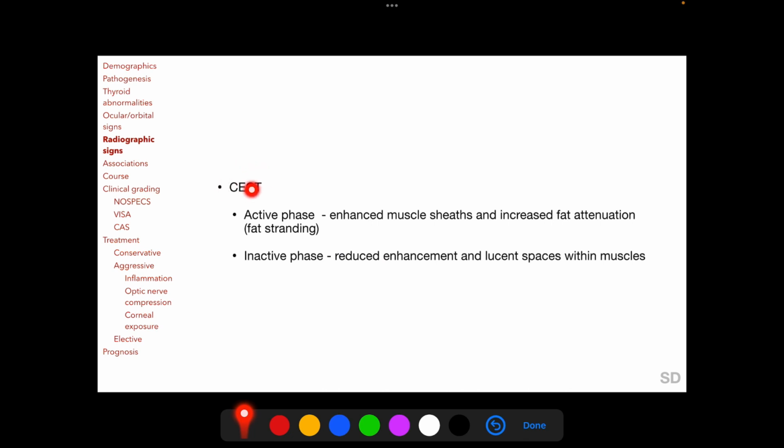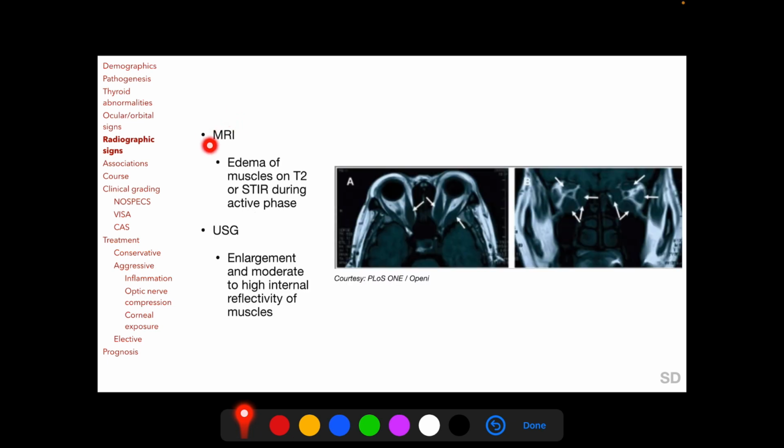And on CECT, during the active phase of the disease, we find contrast enhancement of the sheaths of the extraocular muscles and increased fat attenuation. That is, fat appears brighter than it normally is, and this is also called fat stranding. During inactive phase of the disease, there is reduced contrast enhancement of the muscles as well as loosened spaces within the muscles. On magnetic resonance imaging during the active phase, we find edema of the muscles on T2 or STIR sequences. And a B-scan ultrasound of the orbit can show enlargement and moderate to high internal reflectivity of involved muscles.